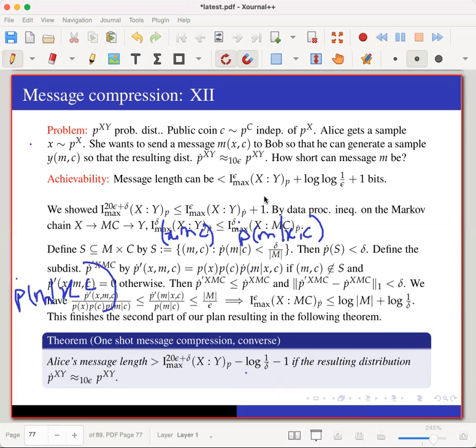And the achievability can be done by encoding each copy independently. You just use a protocol for one copy, I epsilon max. And the converse holds true even if you use an arbitrary strategy for the n copies. Even if you do some joint source coding, you're not going to do better than the Shannon mutual information.